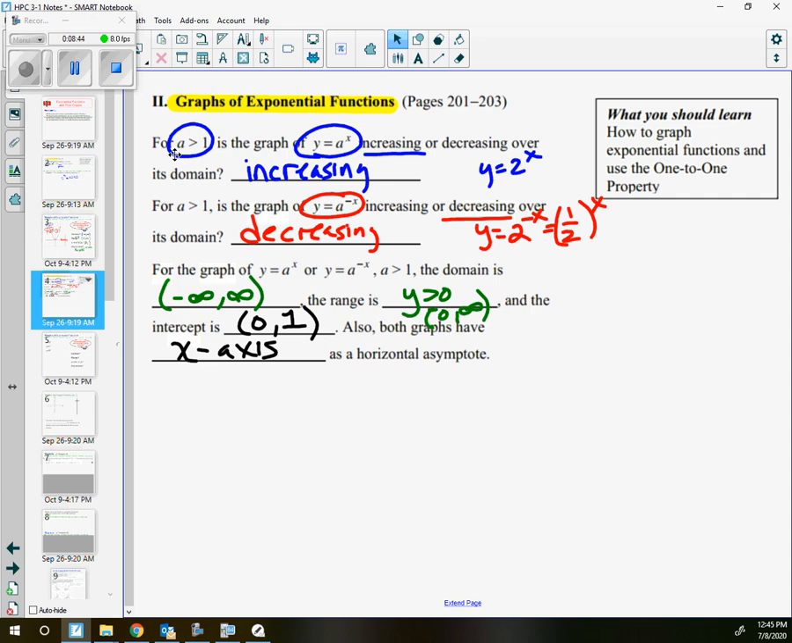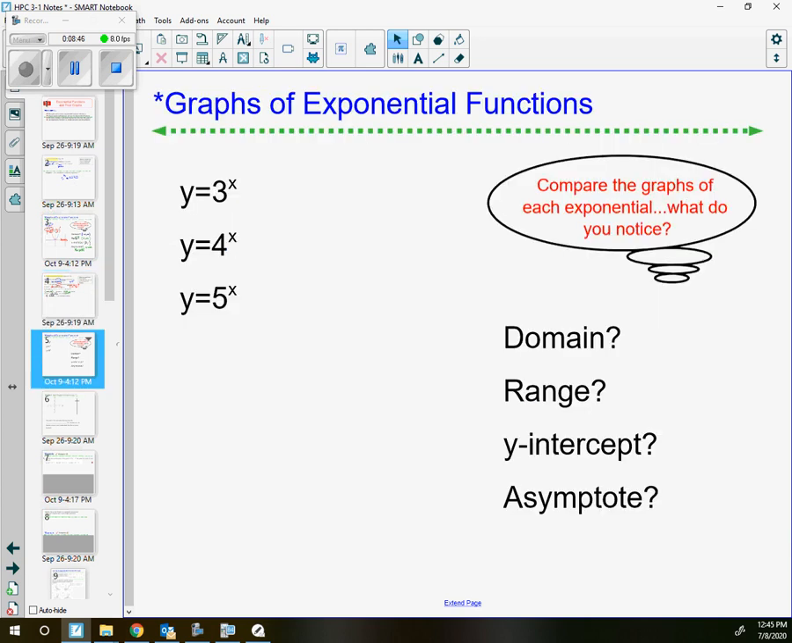All right, so let's talk about what happens as the base changes. So what I'd like you to do is go ahead in your graphing calculator and type in these 3. I want you to compare the graphs. Before you actually look at the graphs, look at the equations and see if you can predict what you think is going to happen. And then I want you to think about domain, range, y-intercept, asymptote. Are these affected as you change the base?